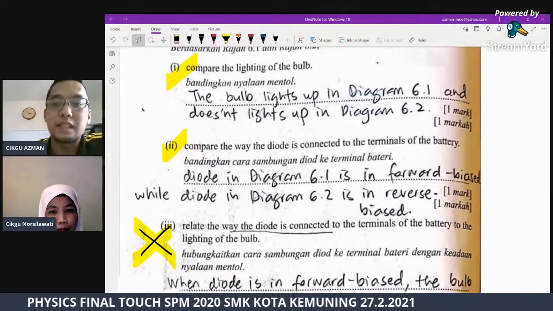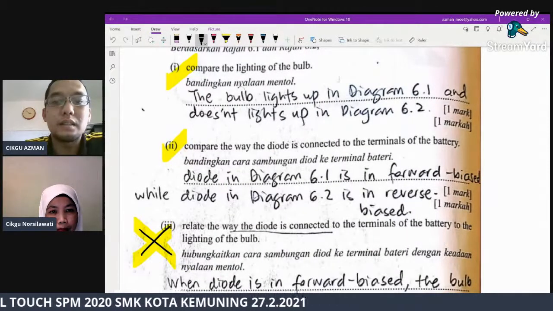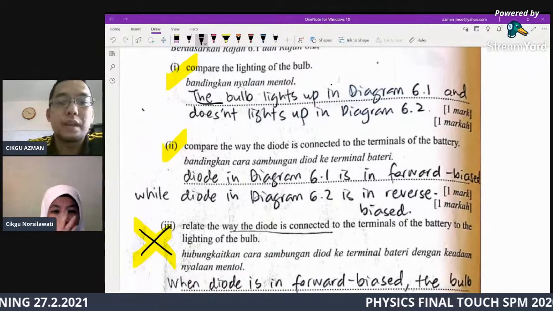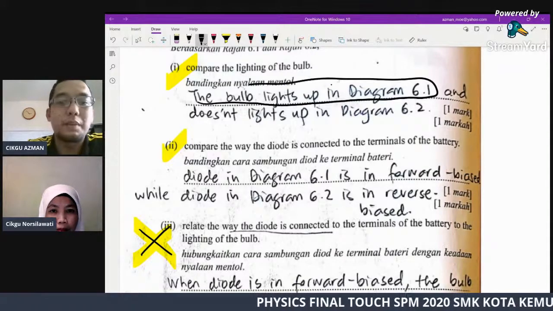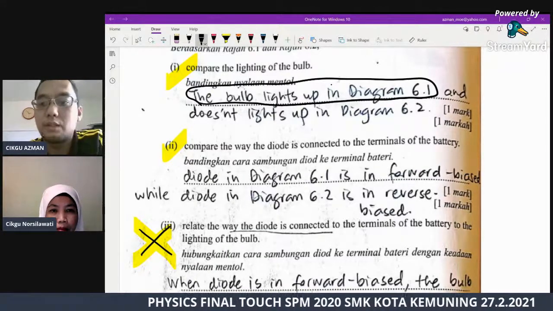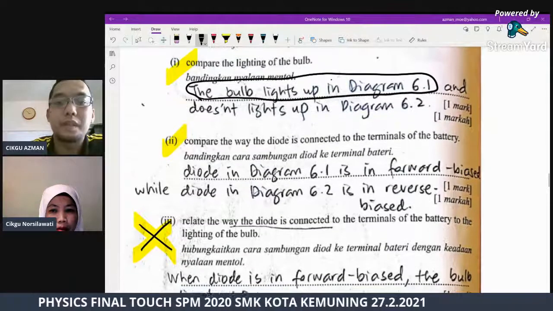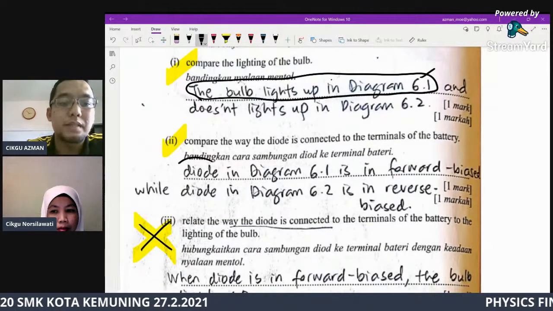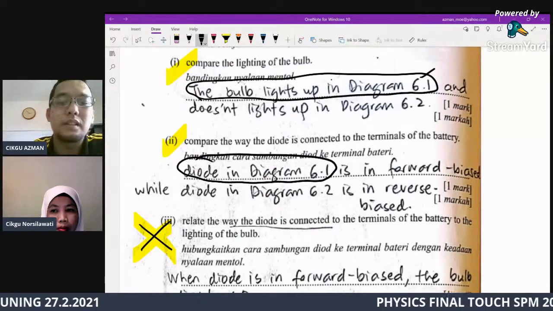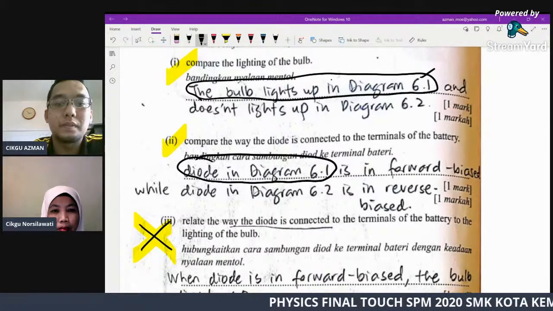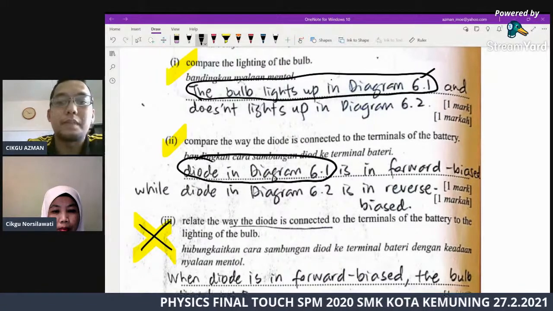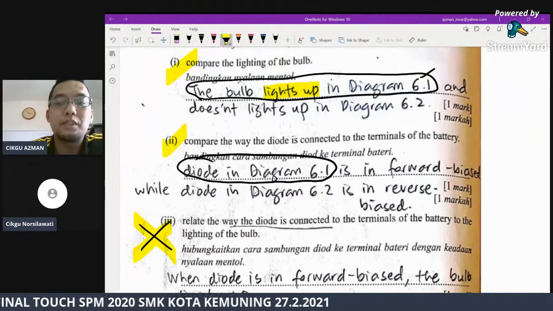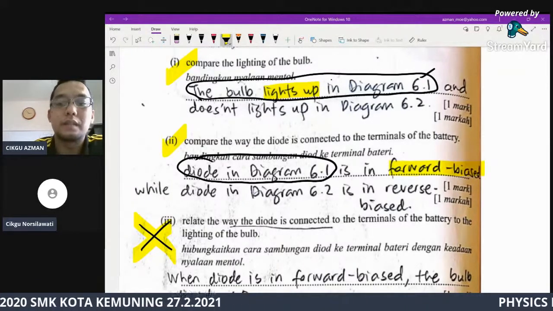Okay, buat macam style cikgu. Okay, apa yang cikgu akan buat ialah, I will compare. If I first I compare diagram 6.1. Okay, ni paper trial Selangor itu cikgu saja highlightkan balik. Cikgu ingatkan balik. If I start with diagram 6.1, then the second comparison I will also start with 6.1. Okay, the bulb lights up in diagram 6.1. Diode in diagram 6.1 is in forward bias.